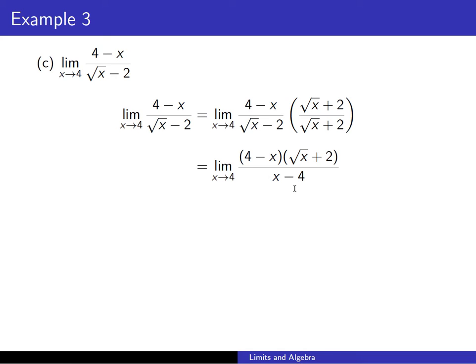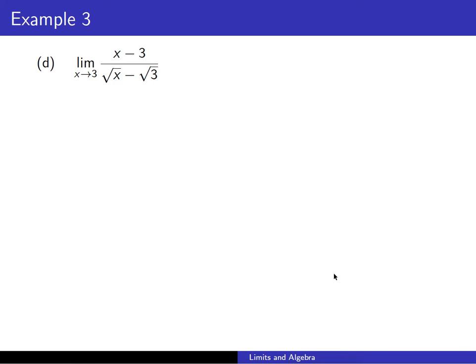And in the last video, we saw what happens when we switch the order of subtracting terms and divide. 4 minus x over x minus 4 will always simplify to negative 1. So we have the limit as x approaches 4 of negative 1 times the square root of x plus 2. Now if we plug a 4 in for x, we'll get negative 1 times the square root of 4 plus 2. The square root of 4 is 2. So negative 1 times 2 plus 2 is negative 4 as our limit.